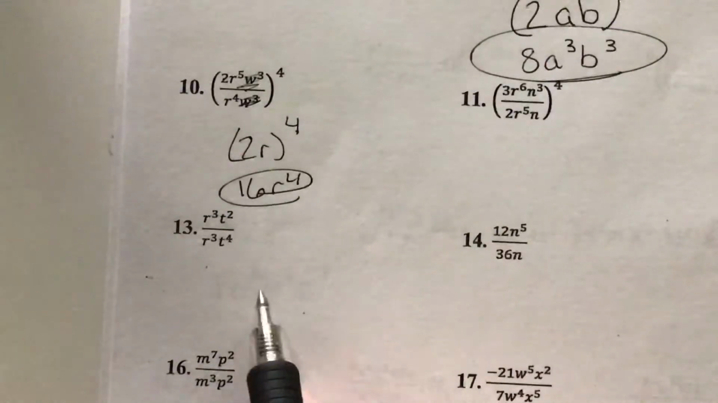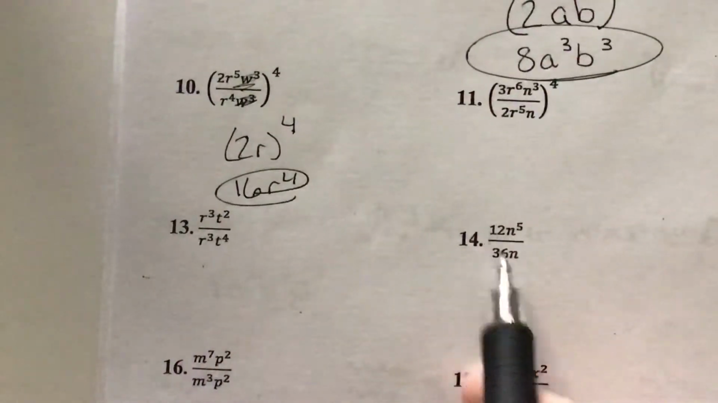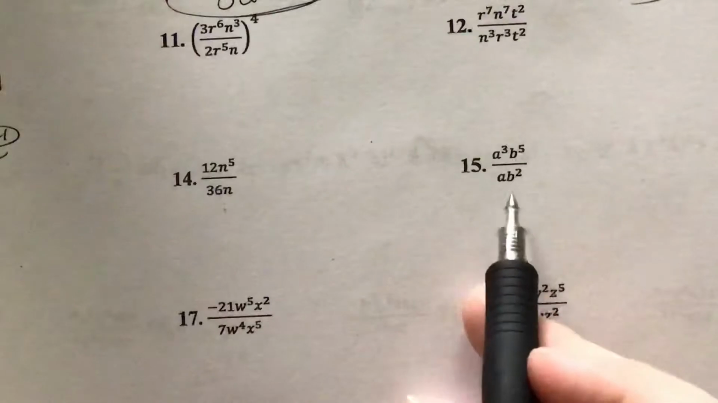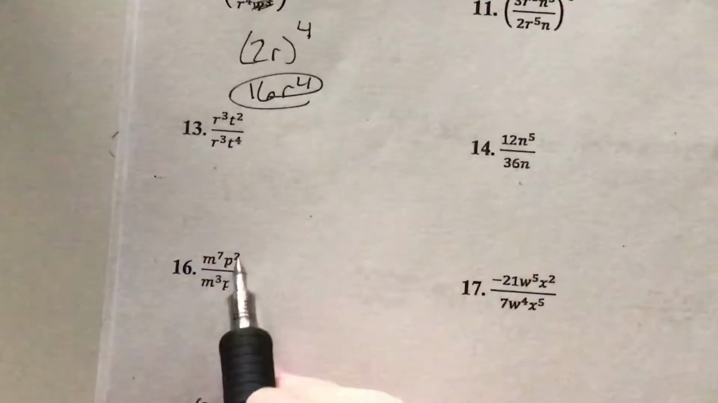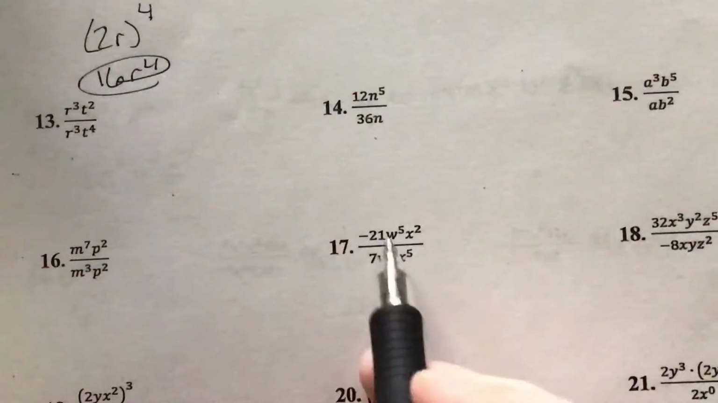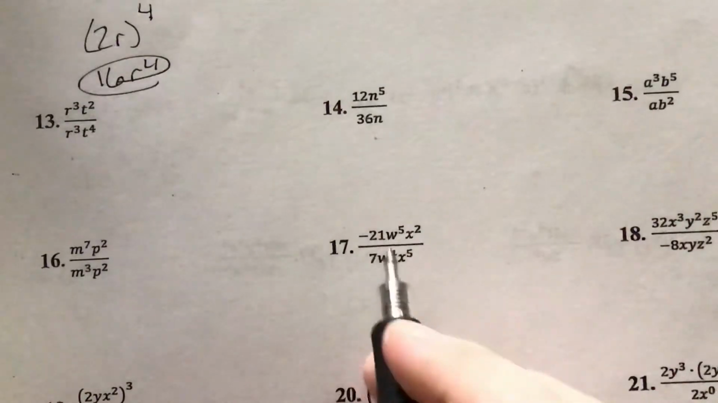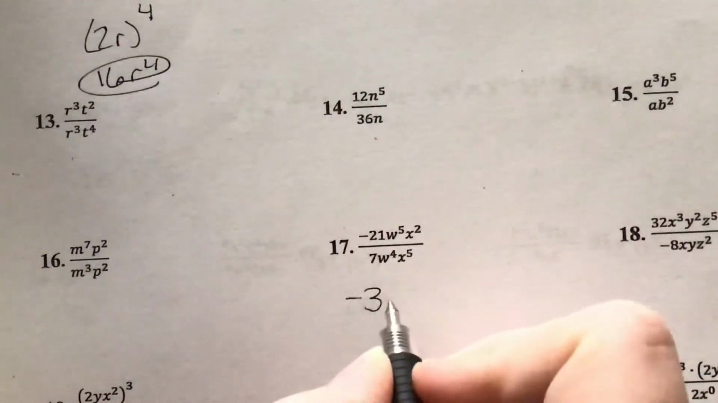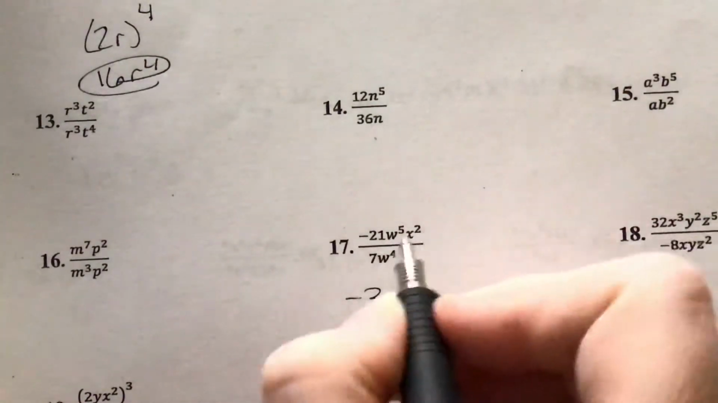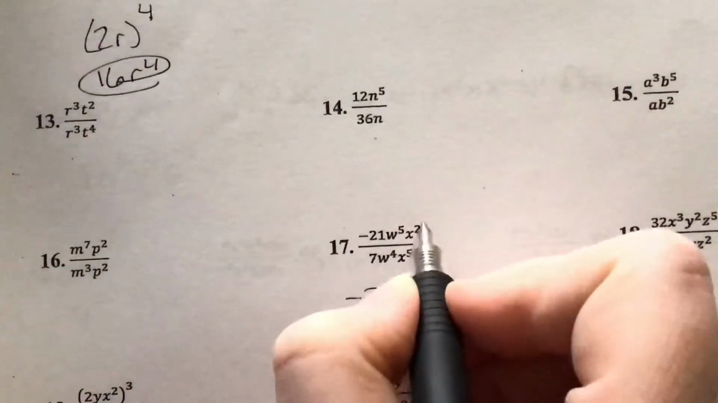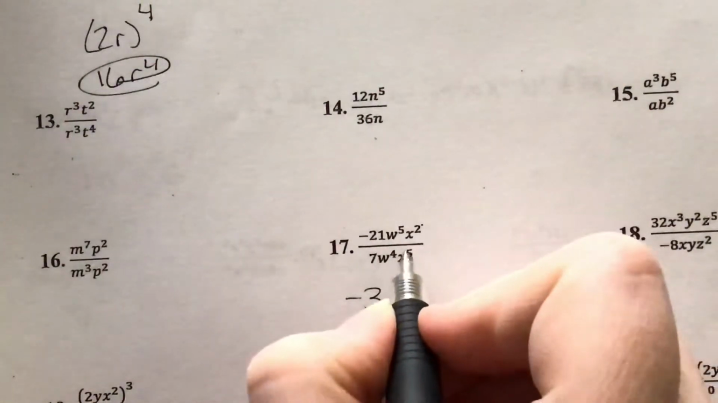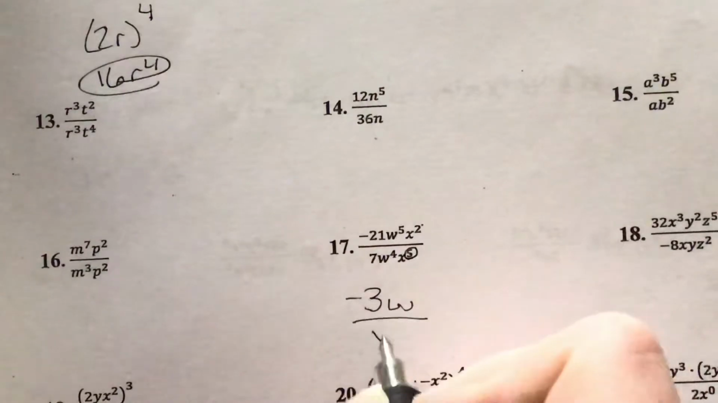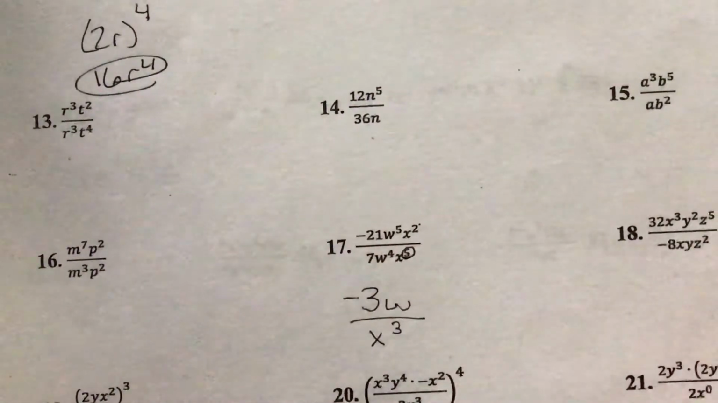Starting with 13 through 14, these are all just quotient. There's no parentheses, there's no more exponents on the outside, so no power property. 17, we have a negative, that's okay, negative 3w. And okay, so for this one, 5 minus 2 is 3, but now my higher exponent is in the bottom. So I'm going to leave x cubed in the bottom, in the denominator.